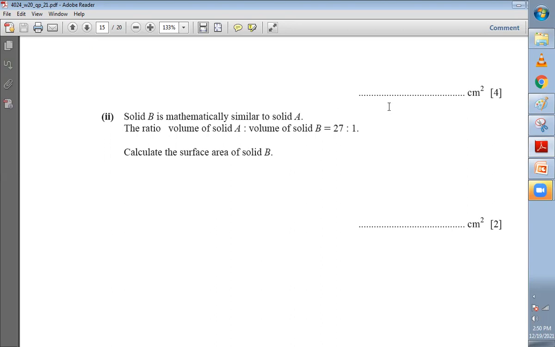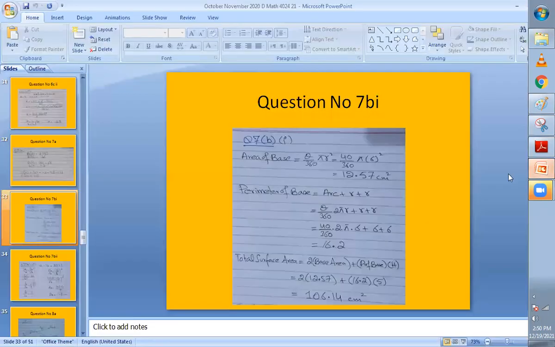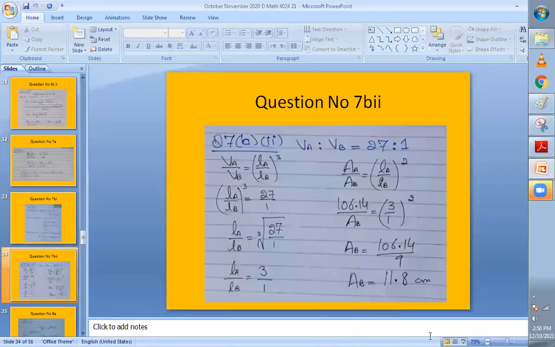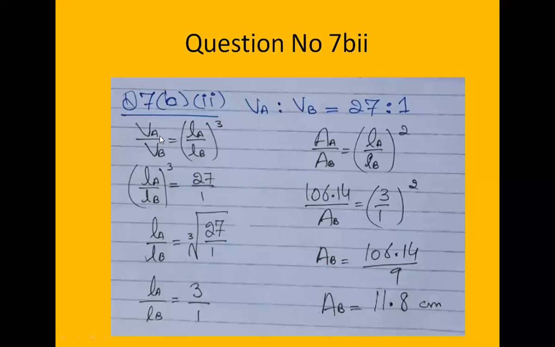Okay, so let me show you how this is done. It's a 2-mark question. Okay, so here we go. The volume ratio is given. VA by VB is equal to LA by LB whole cube. It is given that this is 27/1. Take the cube root on both sides. So LA by LB will be equal to the cube root of 27/1. So it will be 3:1.